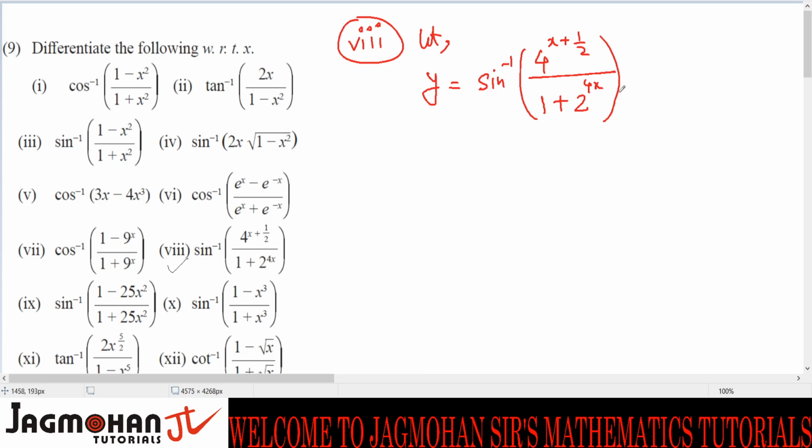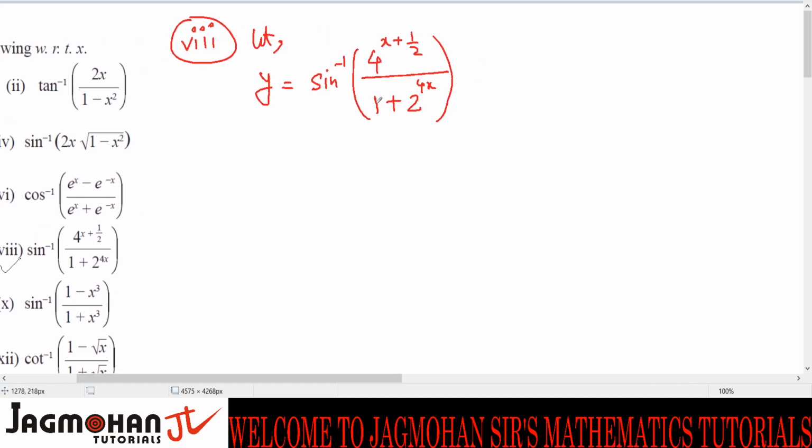So here there are two laws of indices that we are going to make use of. The first one is, a raised to m into a raised to n is a raised to m plus n. We will make use of this law from right to left. And secondly, there is one more law of indices. If you have a raised to m raised to n, then it is a raised to m into n. This one also we will make use of from right to left.